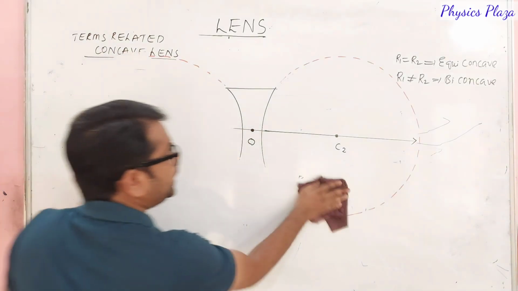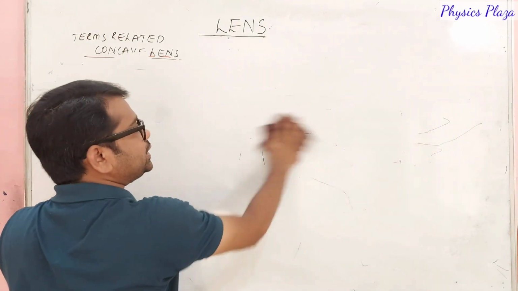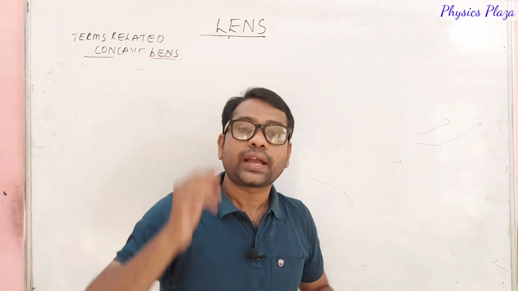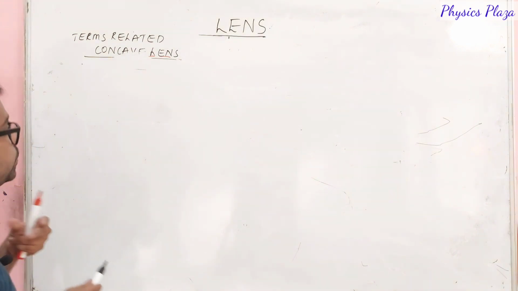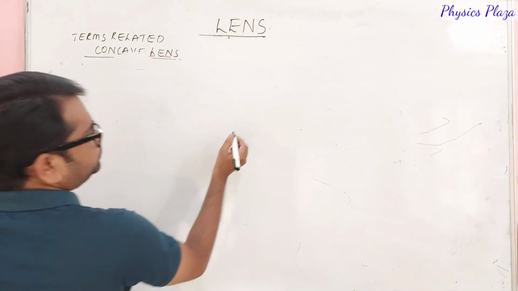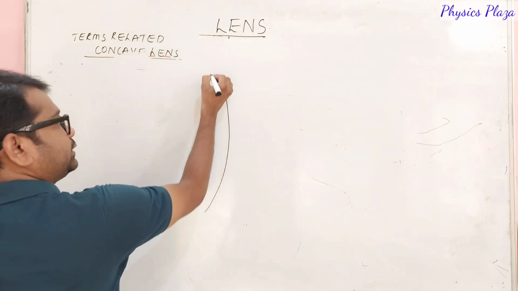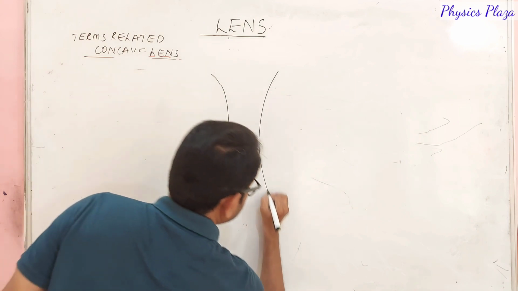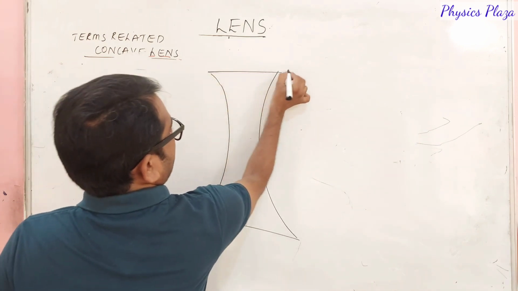Now we will discuss the nature of the concave lens. Children, as we discussed for the convex lens, what is the nature of the convex lens? It behaves like a converging lens; it shows converging action. But let us discuss the concave lens also. So what is the action for this? Children, let us take a very thick convex lens so that we can easily understand the action shown by the concave lens.